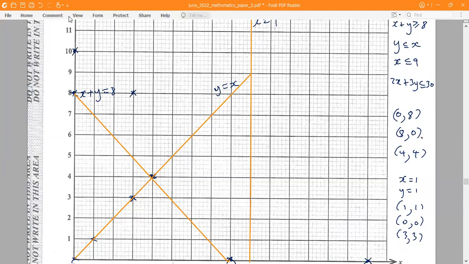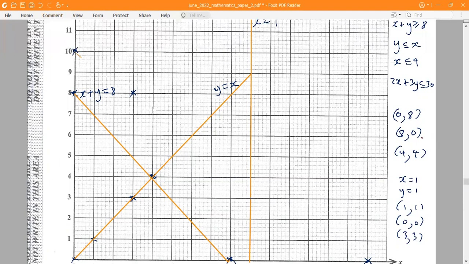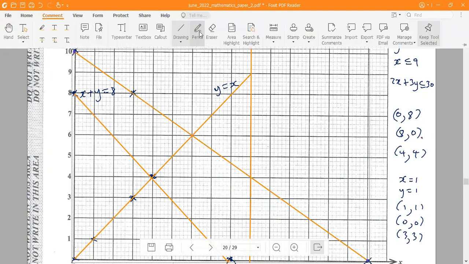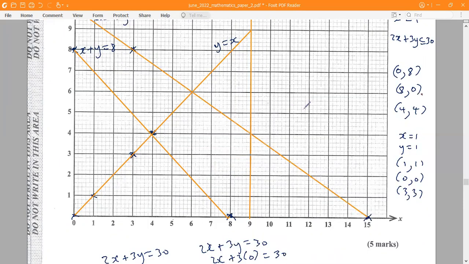All right, so with our long rulers and pencils, we draw a line that connects these 3 points. All right, that is 2x plus 3y equal 30. That's the equation of that line. So this is what we have now.